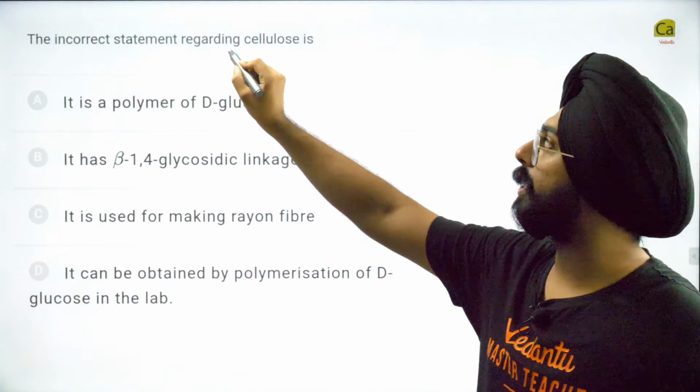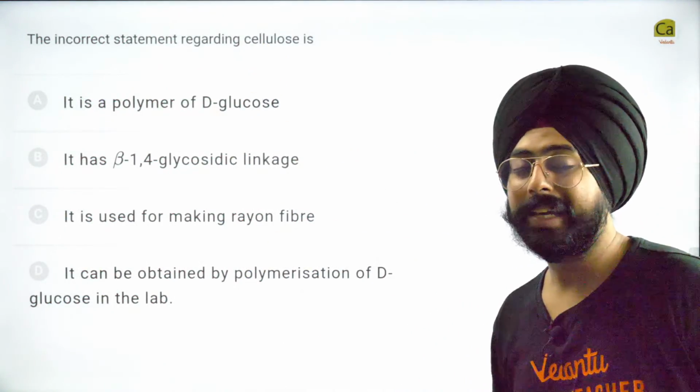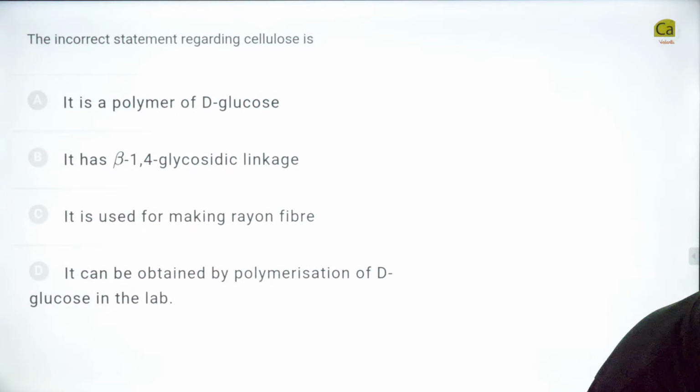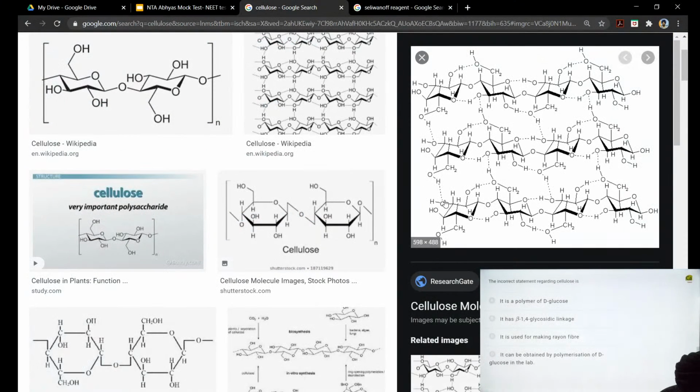The incorrect statement regarding cellulose is, cellulose is what? Again, let me show you the structure of cellulose. If you look at the structure, you will realize what cellulose is. Just 1 minute. I'm not getting a good structure. Okay, look at this. Can you see the structure?